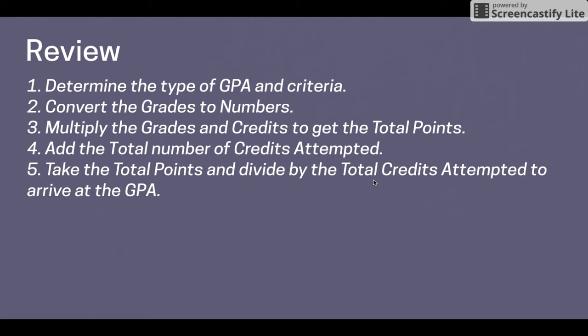So let's review. First, determine the type of GPA and criteria. 2, convert the grades to numbers. 3, multiply the grades and credits to get the total points. 4, add the total number of credits attempted. Lastly, take the total points and divide it by the total credits attempted to arrive at the GPA.